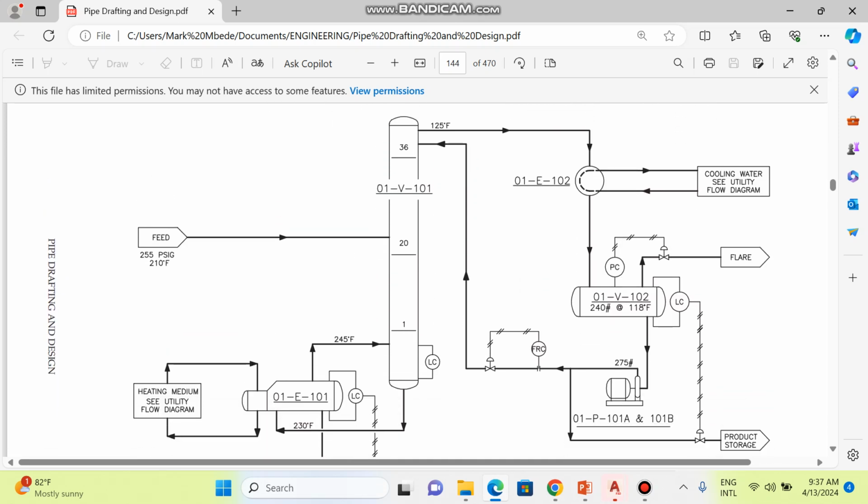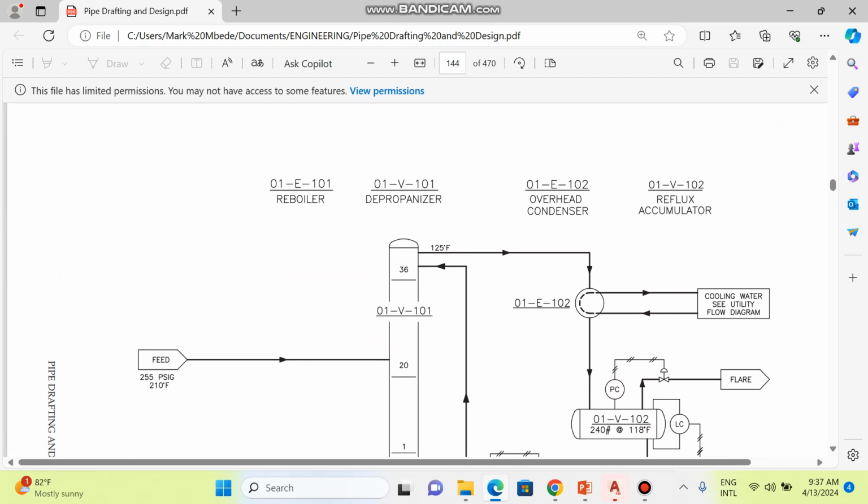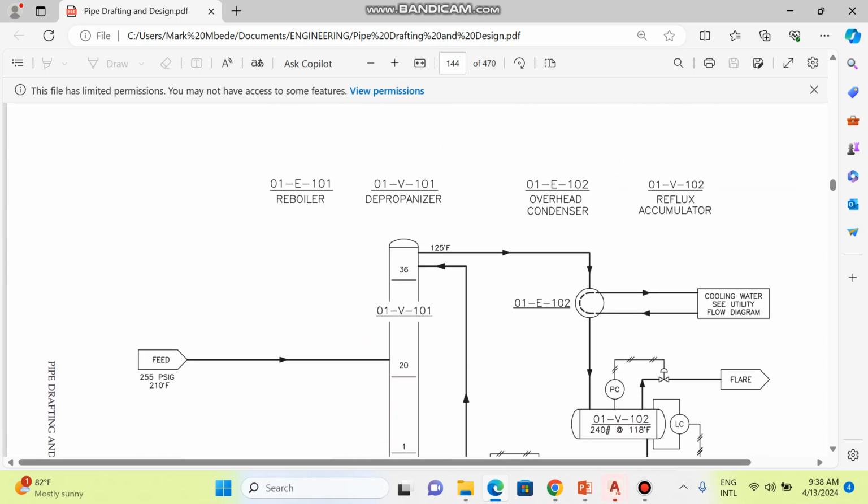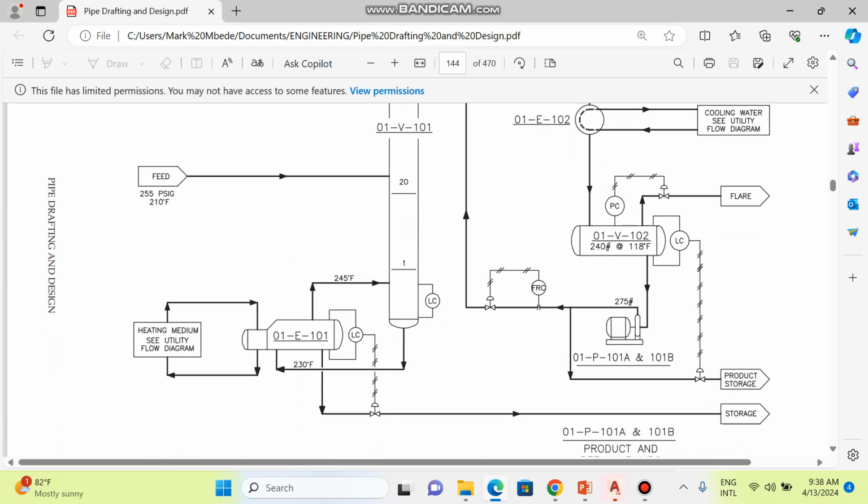So now, this is what we call a flow process diagram. Like now, okay, this is the flow process diagram. We have a feed operating at a temperature of 210 Fahrenheit at 255 PSI. It goes into a fractional distillation column, because if you look at this now, O1V101, this is the propanizer. That means it's just a fractional distillation column. It breaks down the propane that is inside in order to give LPG and so on.